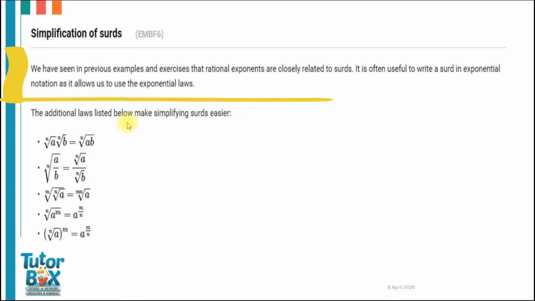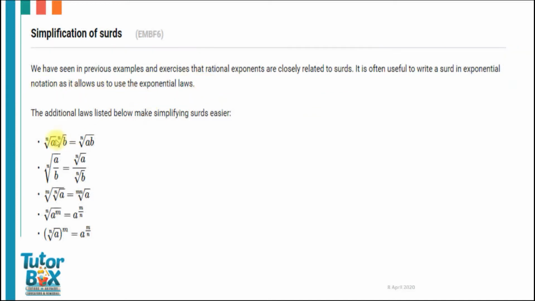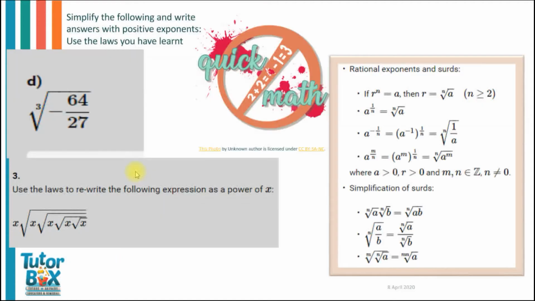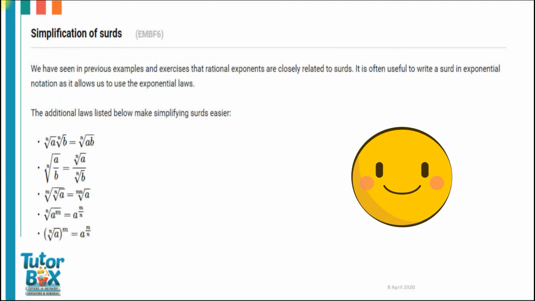We have seen in previous examples and exercises that rational exponents are closely related to surds. It is often useful to write a surd in exponential notation as it allows us to use the exponential laws. Okay. And now it says the additional laws listed below make simplifying surds easier. So guys, basically you need to know this set of laws as well, and the ones that we just did now, these ones. Okay, so in the summary, I just added these here. So you'll notice that at the end of this topic, I'll summarize everything for you that you can print out and maybe stick up on your wall or something like that.